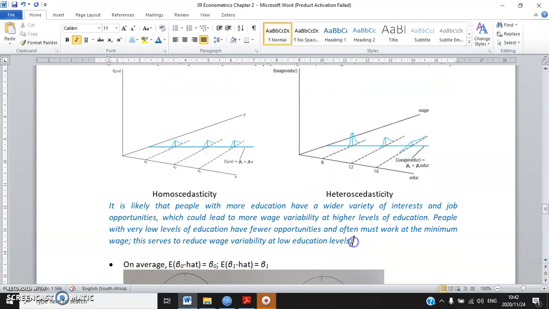And then on a certain page of the prescribed textbook, chapter 2, there is an explanation why there is heteroskedasticity with this wage regression. So let me stop for half a minute for you to go through this explanation paragraph.